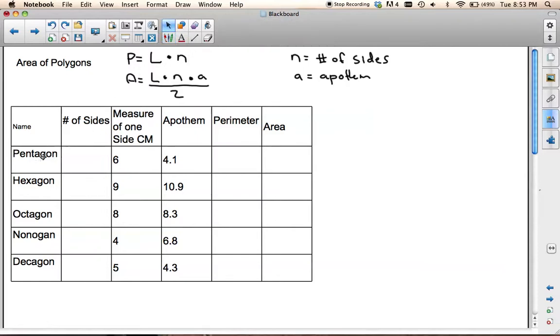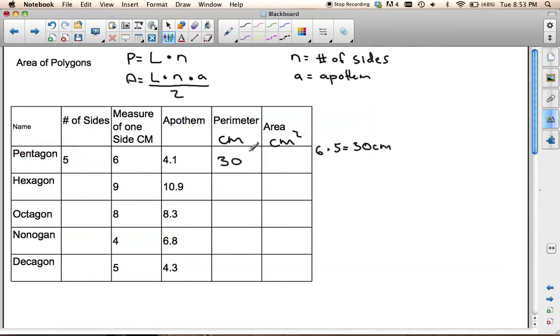So if we look right here, I need you guys to know what a pentagon, a hexagon, an octagon, a nonagon, and a decagon are. If we start off with the first polygon, we have a pentagon. Penta comes from the Greek word meaning 5, so we know it has 5 sides. Now they told us that the measure of one side was 6. So if we want to find the perimeter in centimeters and area in centimeters squared, we would go our length, which is 6, times our number of sides, which is 5, and that would give us 30 centimeters. That's it. That right there gave us our formula for perimeter.